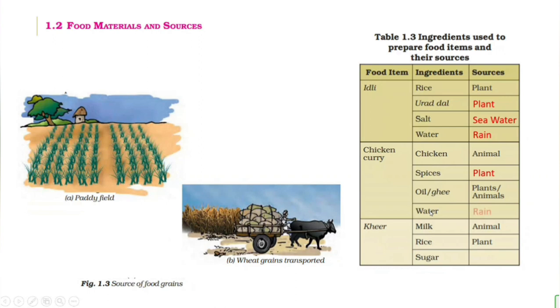And then water again from rain. So from rain we are getting that water to our lakes, rivers, and then tube wells, and finally to our tap. So what is the main source? Main source is rain only.